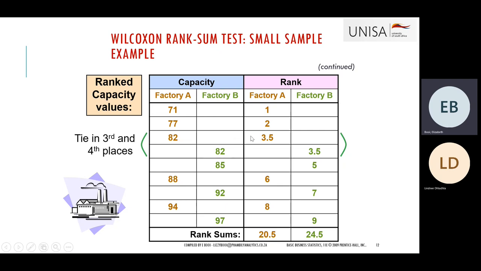Because they are on positions 3 and 4, we take 3 plus 4 and divide by 2, and that gives us 3.5. So they're both going to have a rank of 3.5. Then 85, 88 is on position 6, 92 on position 7, 94 on position 8, and 97 on position 9. Once we are done with ranking them, we add all the ranks for factory A and all the ranks for factory B.